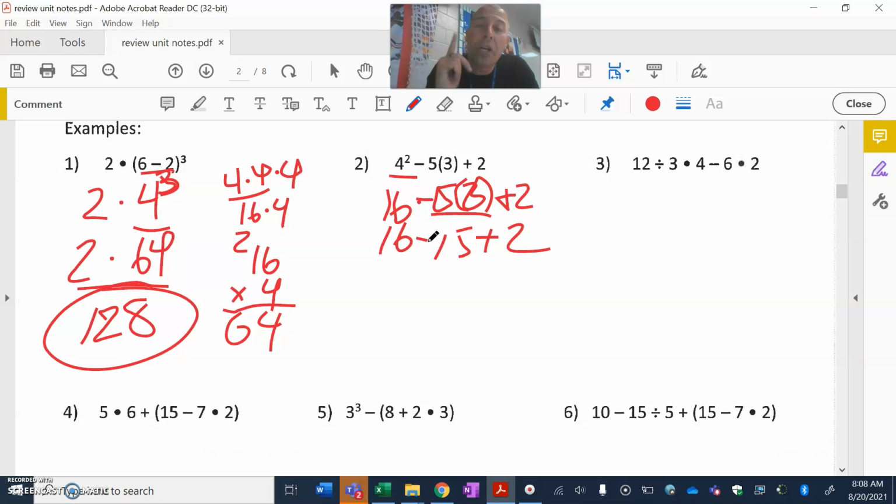Or means, hey, it doesn't matter. It's all in who comes first. Who showed up first, addition or subtraction? Well, in this case, subtraction did. So I do need to do my 16 minus 15. There's my 1, and then I'll do my addition.